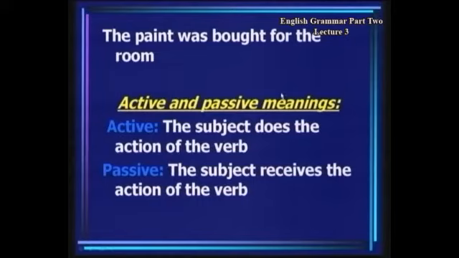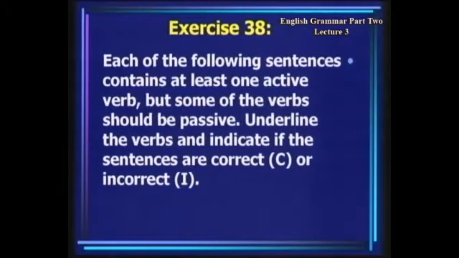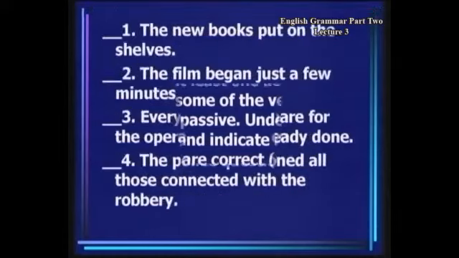Active and passive meanings. Remember this. Active, the subject does the action of the verb. Passive, the subject receives the action of the verb. طيب, let us look at exercise 38. Each of the following sentences contains at least one active verb, but some of the verbs should be passive. Underline the verbs and indicate if the sentences are correct or incorrect. طيب.